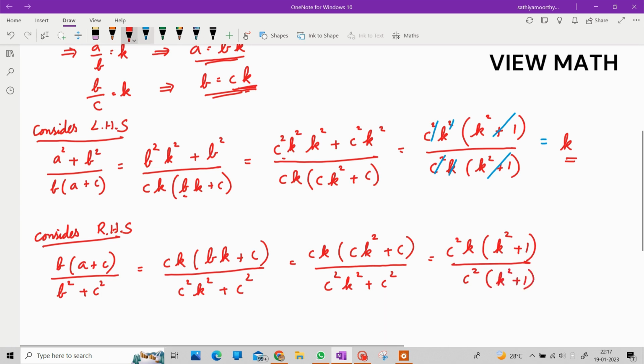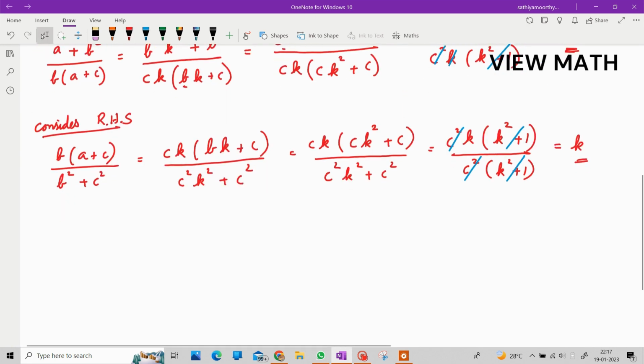Let me cancel the common terms. k² + 1 and k² + 1 I can cancel. c² and c² I can cancel. Now I am getting it is equal to k. So I have got the left hand side is equal to k and the right hand side is also equal to k. Hence we have proved.